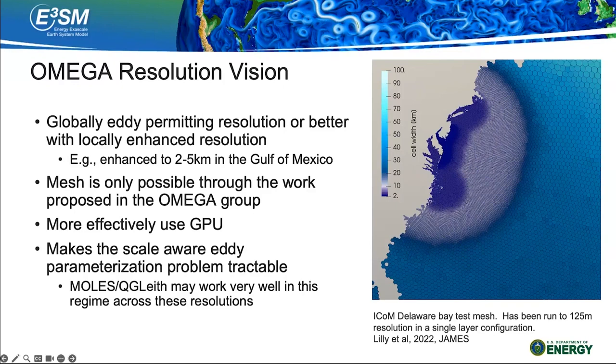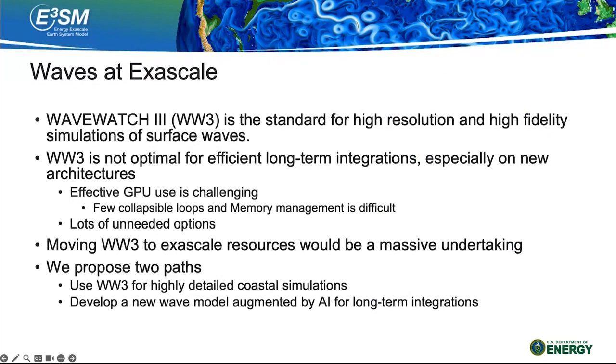This allows us to more effectively use GPU. It gives us more work to do on the GPU. It also gets us out of this mesoscale eddy gray zone where we're kind of resolving the eddies, but not quite. So we can actually just resolve the mesoscale eddies and not have to think real hard about how to transition. From the wave point of view, it is like the community standard. It's sort of a gold standard wave model, but it is not optimal for long-term integration, in particular climate scale problems.